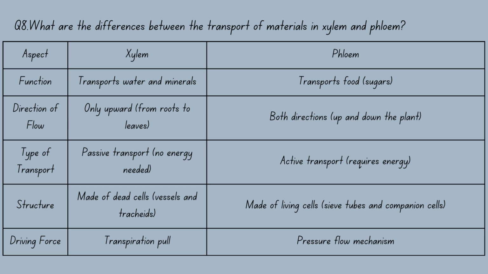Structure. Xylem is made of dead cells, vessels and tracheids, while phloem is made of living cells, sieve tubes and companion cells. Driving force. The driving force for xylem is transpiration pull, while the driving force for phloem is the pressure flow mechanism.